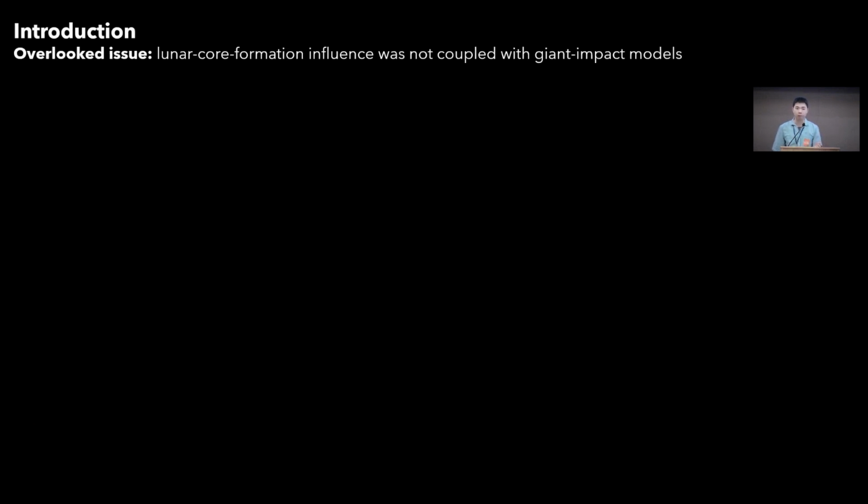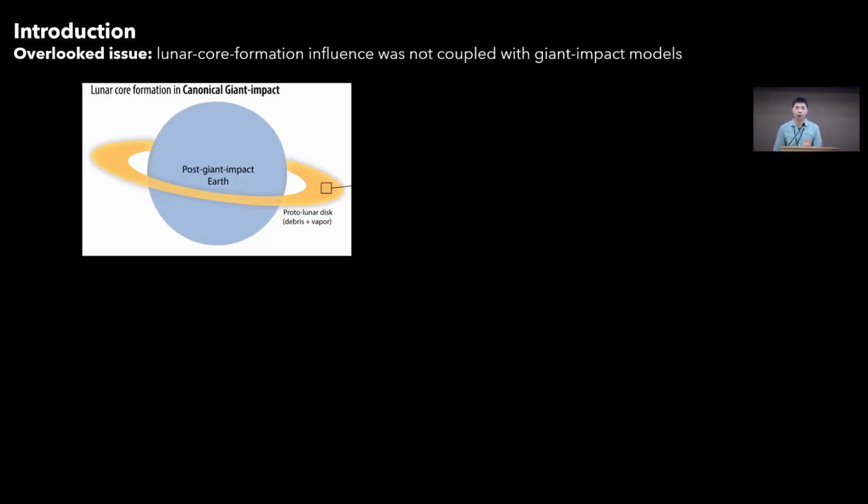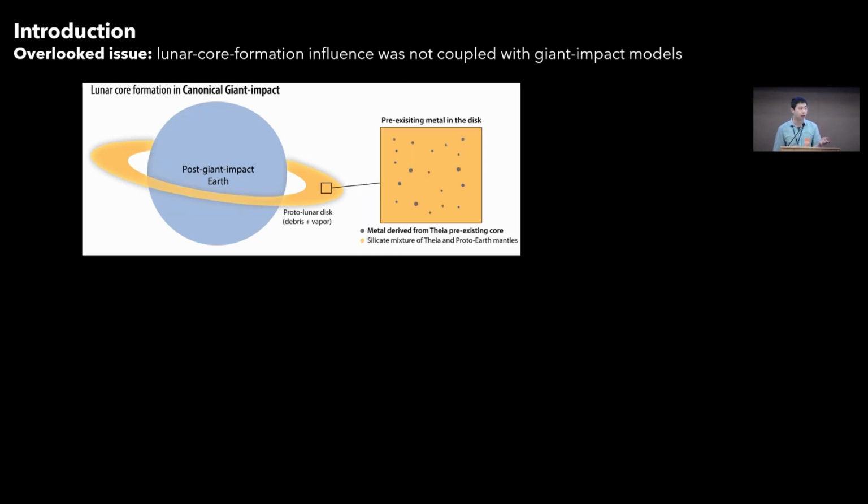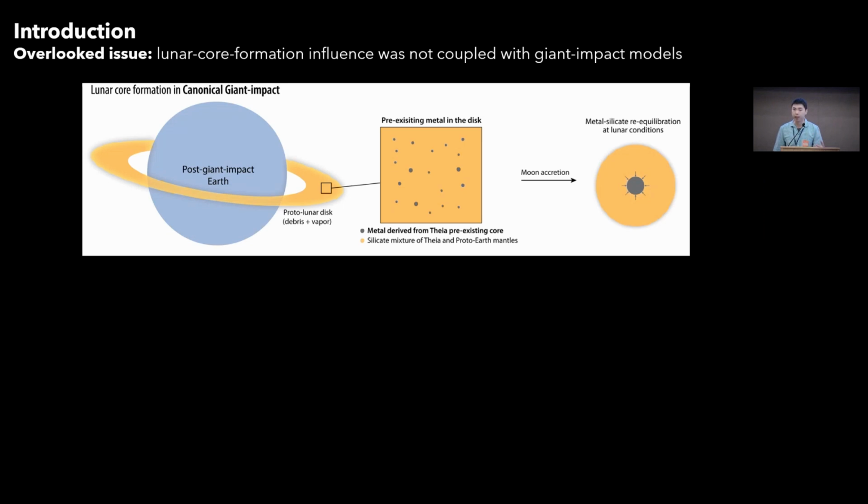In particular, we found there was an unresolved issue in most of the studies. That is, the lunar core formation influence was not often coupled correctly with the giant impact models. Let's say in the canonical giant impact model, we have a debris disk, and the debris disk already has pre-existing metal, and that metal is sourced from the impact ejecta from the impactor's core. And then the pre-existing metal would re-equilibrate with the lunar silicates to establish the core.